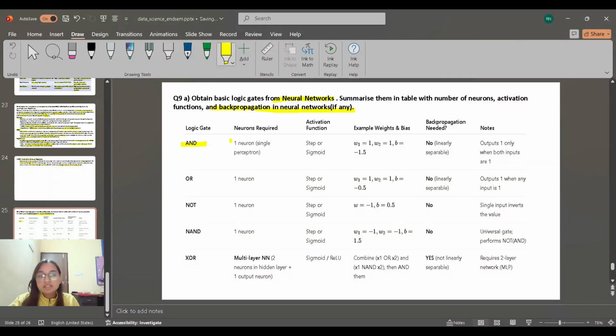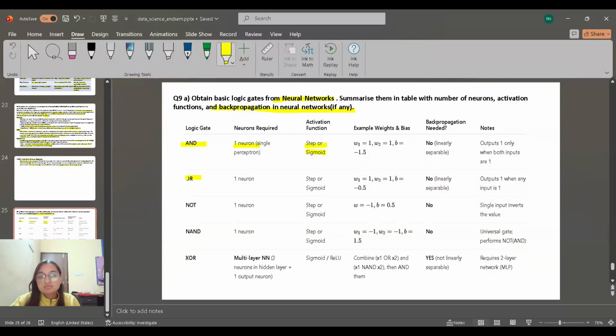Starting with the AND gate. Neuron required is one neuron, a single perceptron. Activation function for AND is step or sigmoid. For example, if W1 equals 1, W2 equals 1, B will be minus 1.5. Backpropagation needed? No backpropagation needed for AND gate. Output is 1 only when both inputs are 1.